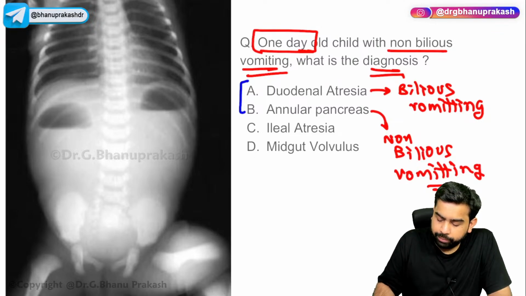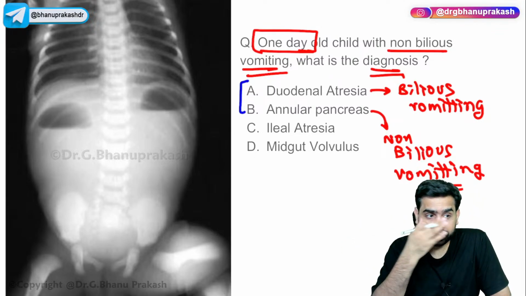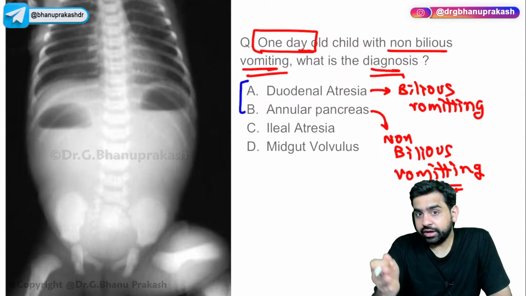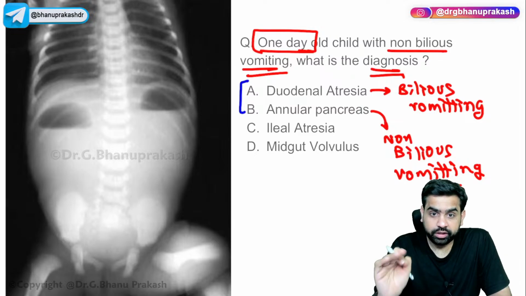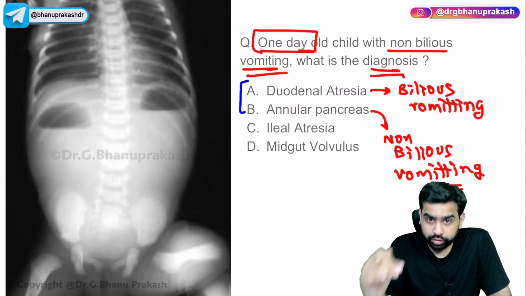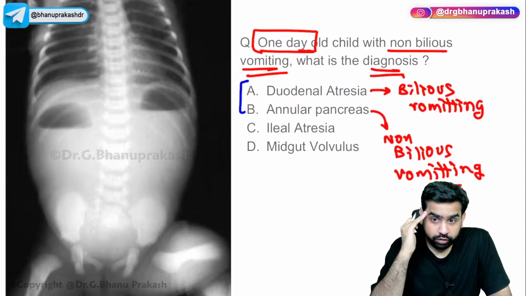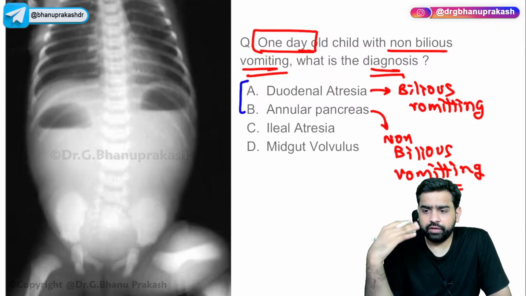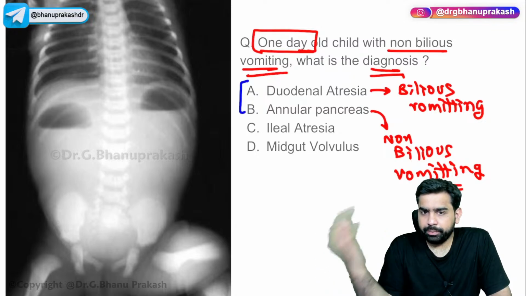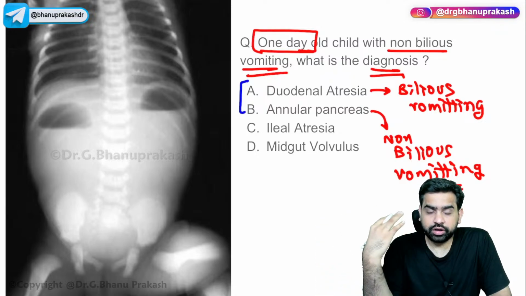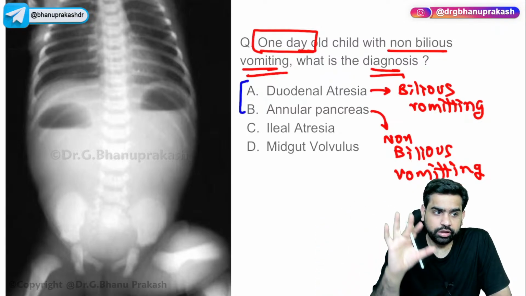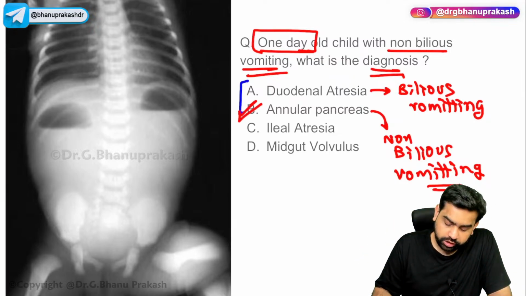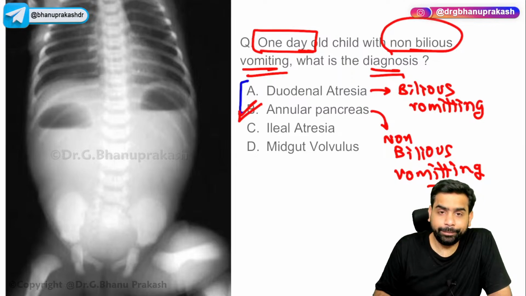Please try to understand, this is a typical knee-jerk type of question. In the exam, if this question comes, you will just mark duodenal atresia and move ahead. But if they have given both duodenal atresia as well as annular pancreas, you have to read the question completely. What kind of vomiting are they describing? If they are describing a bilious vomiting, then mark duodenal atresia. If they are describing a non-bilious vomiting, then you can mark annular pancreas. Very, very important. What is the answer? The answer is annular pancreas because they have given you the non-bilious vomiting over here.